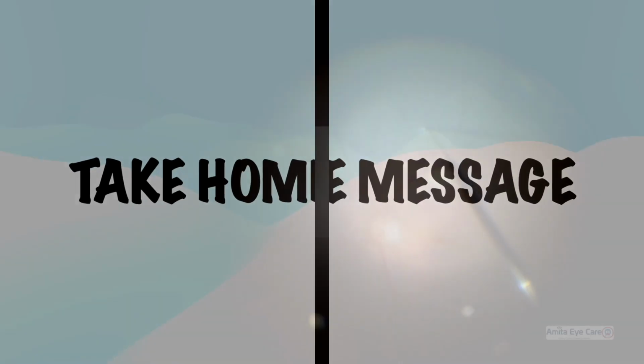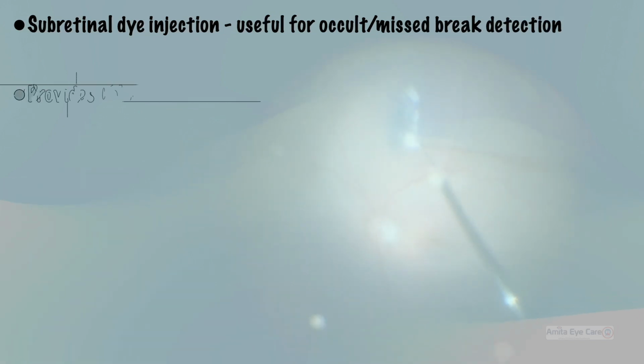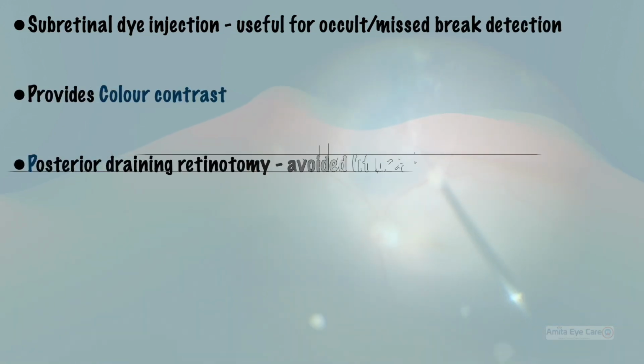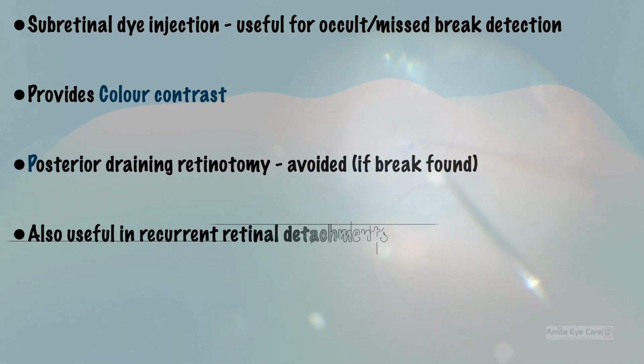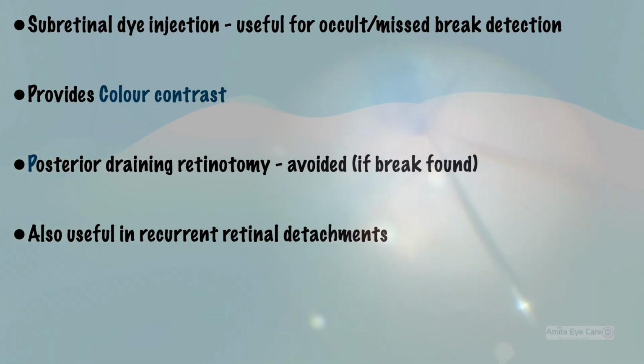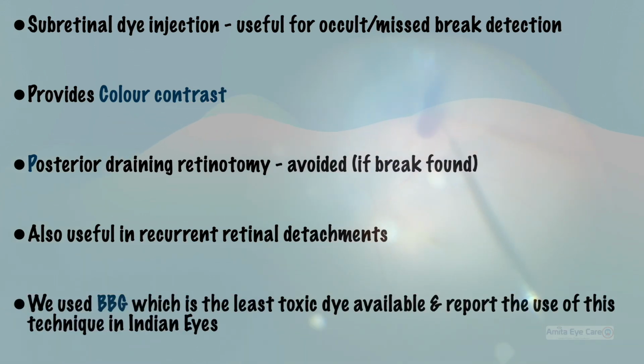To conclude, subretinal BBG dye injection is useful for occult break detection as it provides a color contrast. It helps in avoiding a posterior draining retinotomy and is useful in recurrent detachments where it is difficult to localize a break. We used BBG, which is least toxic, and report its use for this purpose in Indian eyes.